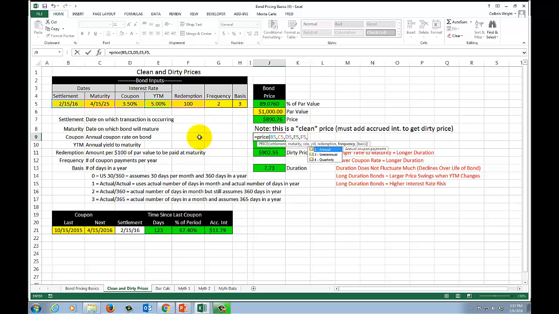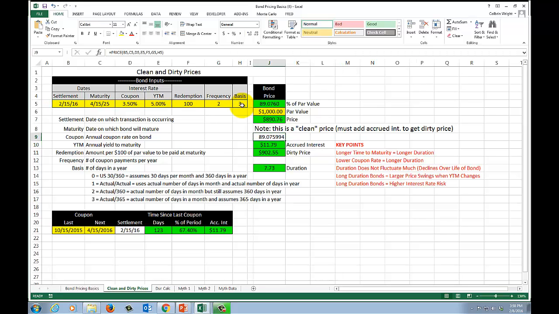Then it asks, what's the frequency? For semi-annual, you put in 2. And then it asks, what's the basis? I've outlined the taxonomy for basis here. Turns out that there are different bases for different bonds in America. If you put in a 0, that assumes 30 days per month and 360 days a year. If you type in a 1, it's going to use the actual number of days per month and the actual number of days per year. If you put in a 2, it's going to use the actual number of days in a month, but assume 360 days per year. If you type in a 3, it's going to assume the actual number of days in each month, but 365 days in a year. I'm going to use that third convention.